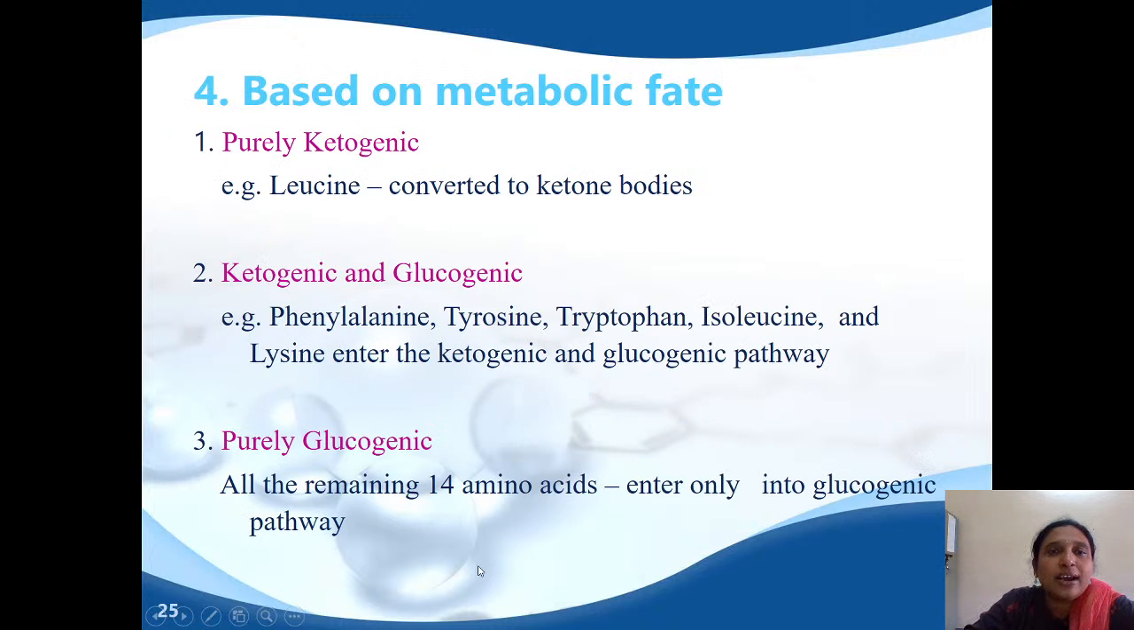Like this, amino acids have been classified into different types: based on metabolic fate, glucogenic, ketogenic, and both; based on nutrition, essential, semi-essential and non-essential; based on structure, neutral, acidic and basic; and based on polarity, polar and non-polar amino acids, hydrophobic and hydrophilic. So that's all about the classification of the 20 standard amino acids.